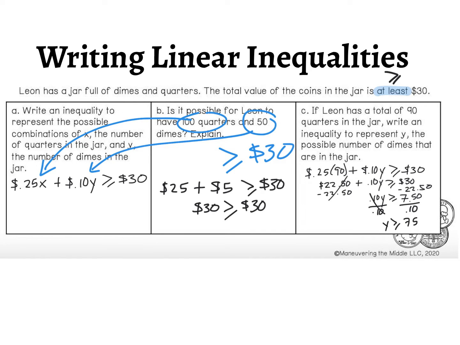And that's how we find it. We plug in what we know into the variable that we know, and we solve for the missing variable. And that'll tell us how many dimes, or whatever it is that we're looking for, has to happen for this original inequality to be satisfied.